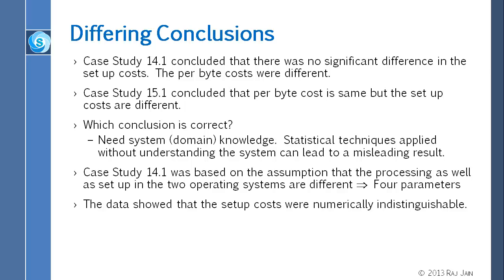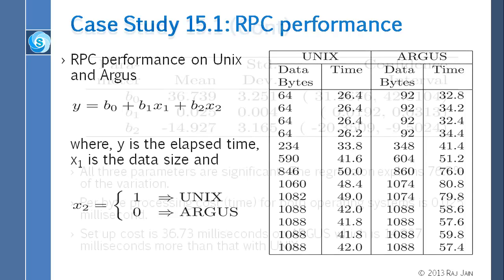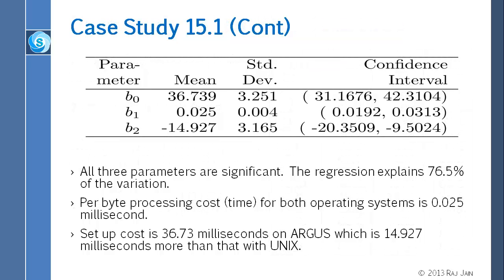In 14.1, we assumed that the processing and the setup costs are different, and therefore there are 4 parameters. And here we have only 3 parameters. The data showed that the setup costs were numerically indistinguishable that time. Here, we assume that there is a common setup cost, B0, and therefore we can mix the two just to find out the per byte cost.